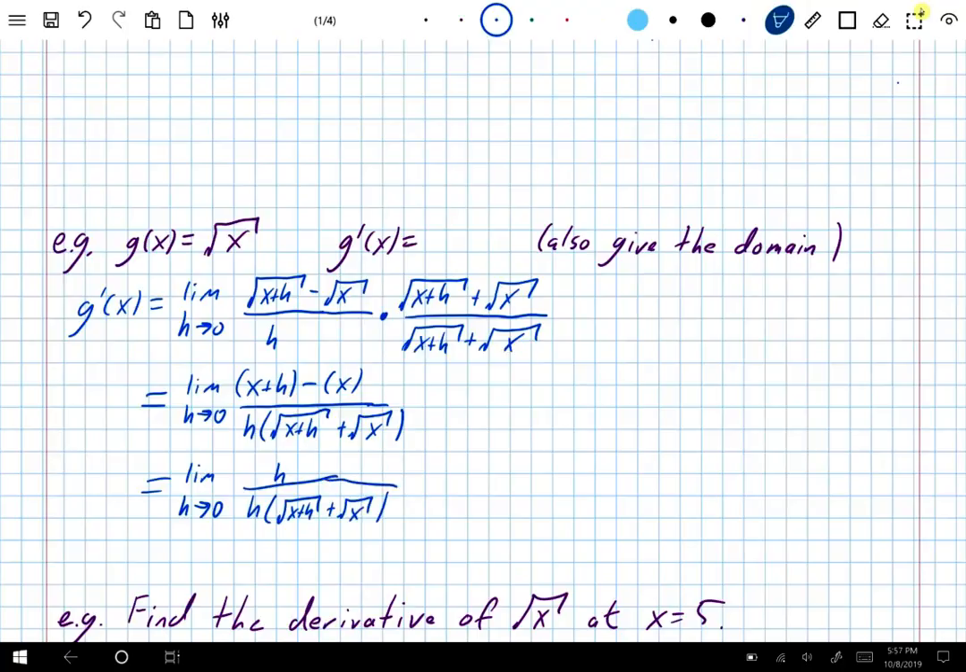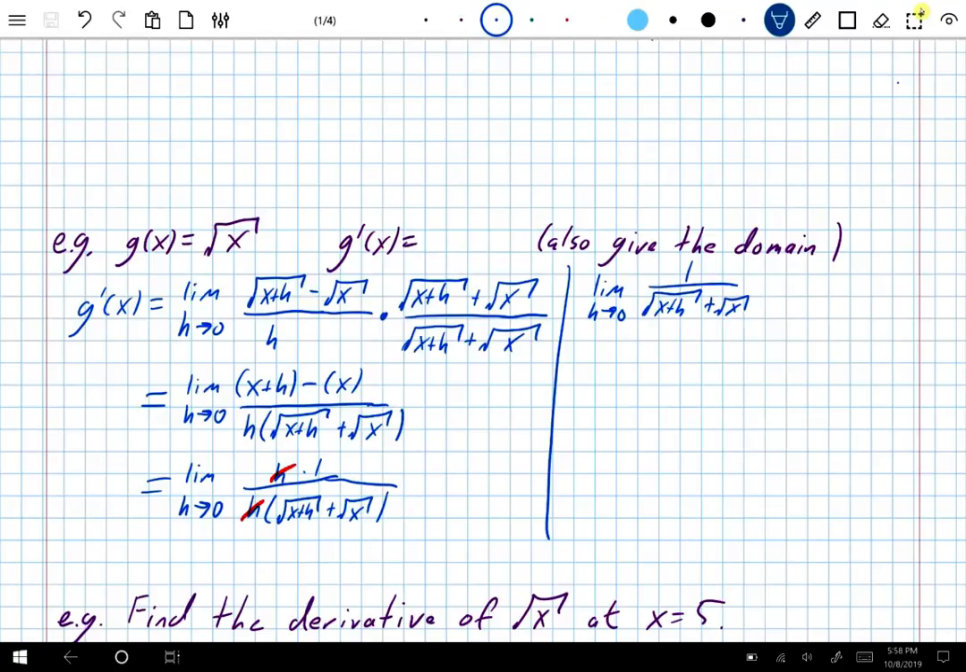Oops. Okay, so next up, looks like those h's are going to cancel. Careful now, what's left behind on top is a 1. So, all we have now is a limit as h goes to 0 of 1 over the square root of x plus h plus the square root of x. And the thing to notice is now that nothing bad happens if I plug in that 0. So I'm allowed to plug it in, and that's how I take this limit. This function is continuous at h equals 0.